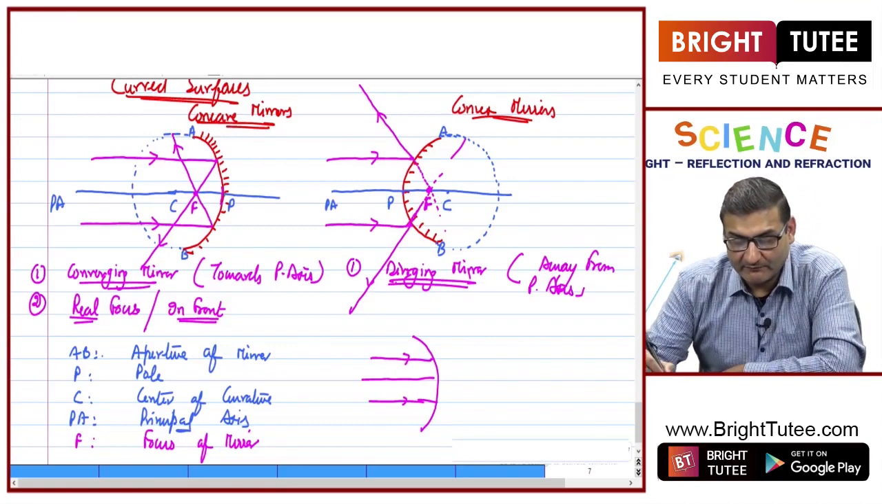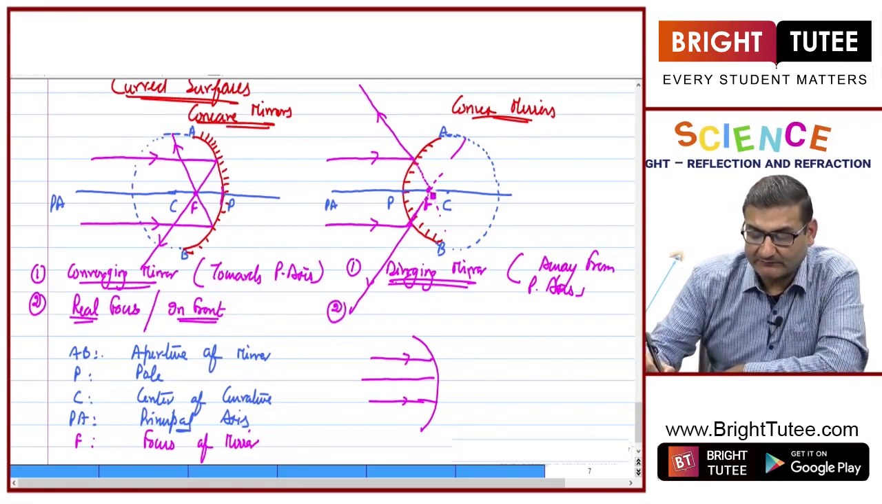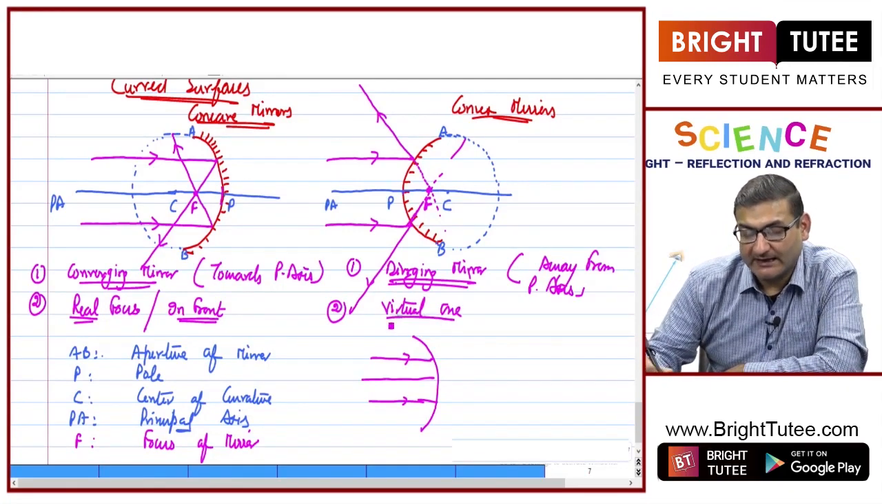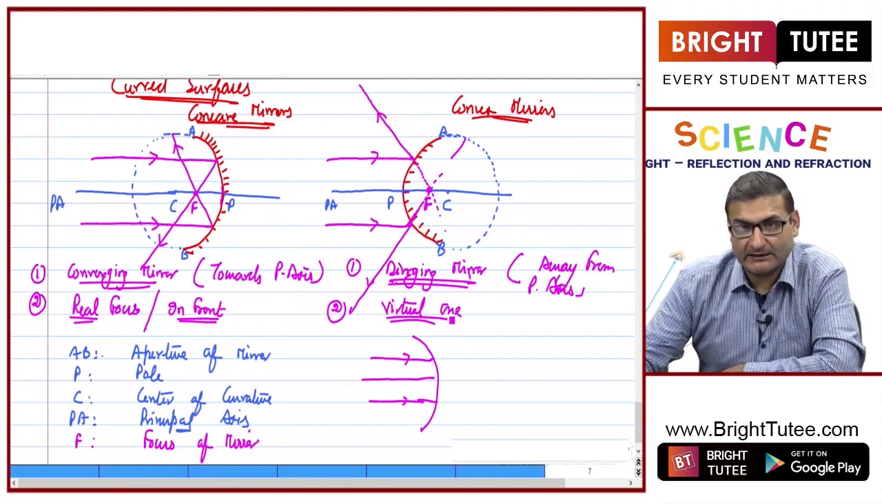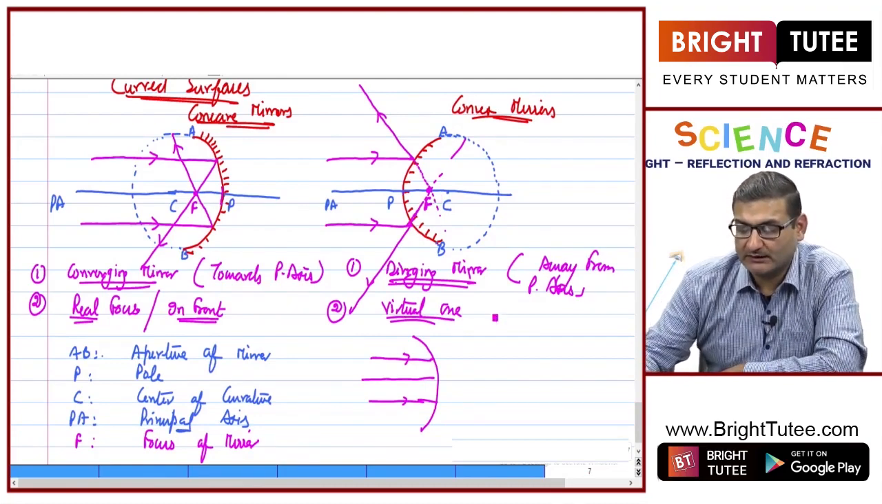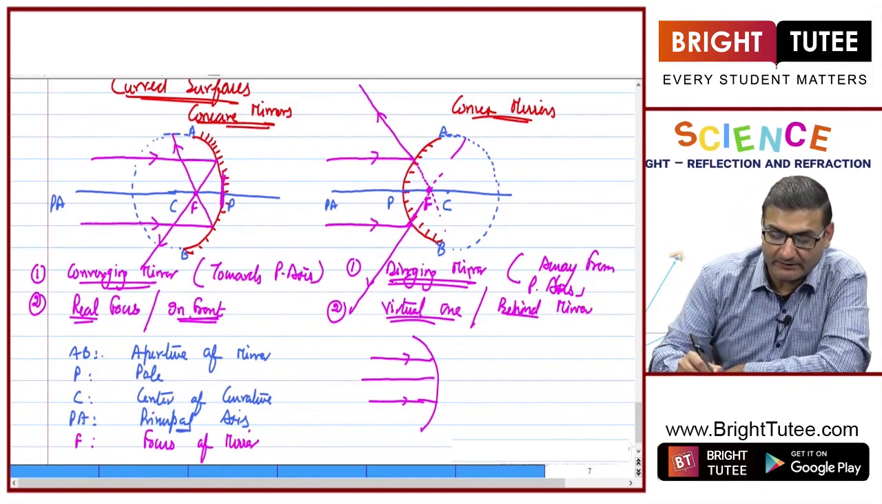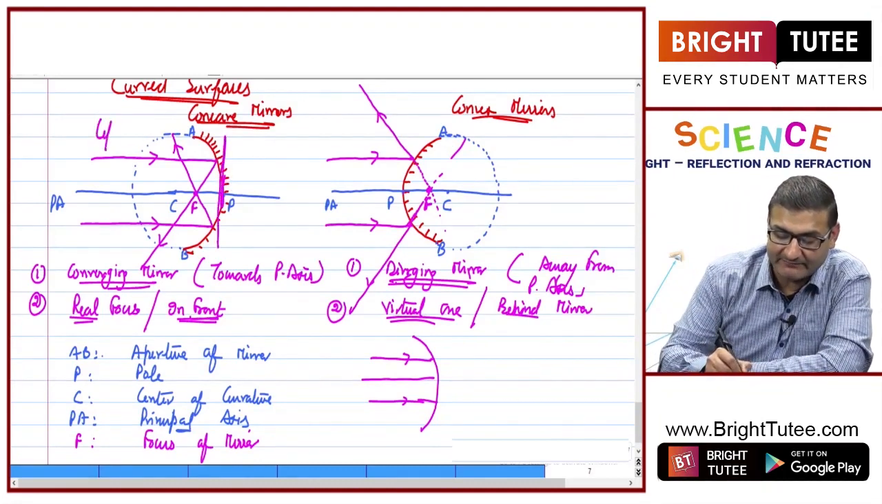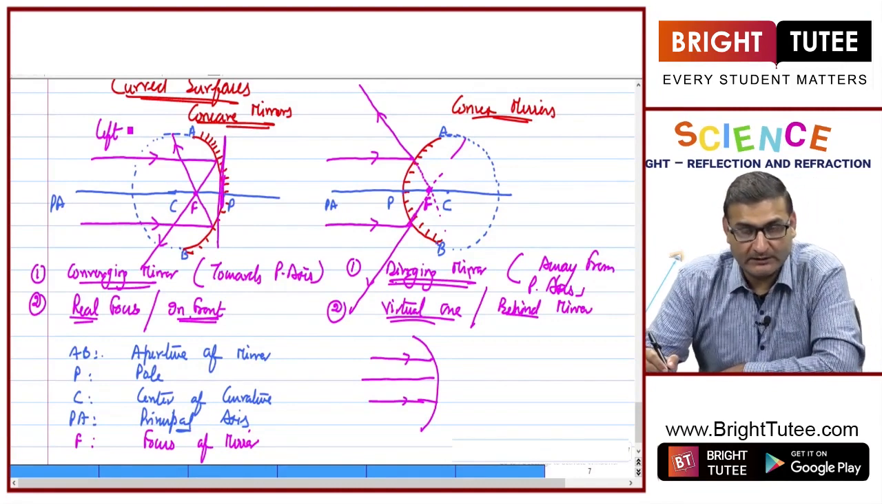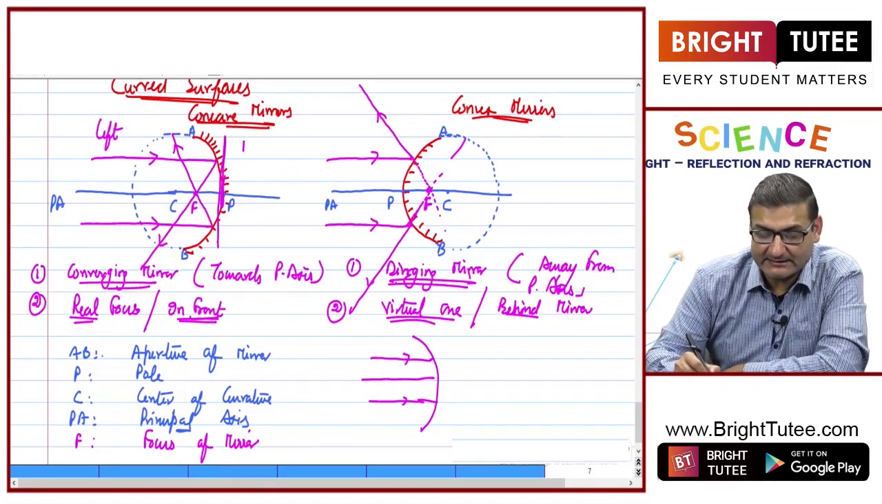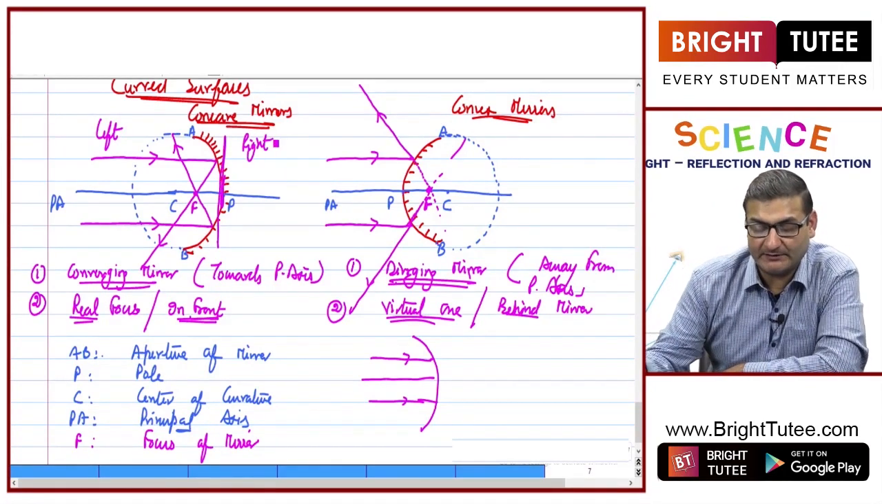Clear? When we talk about the convex mirror, we see, number one, that the focus is a virtual one. The light rays are not actually meeting each other but are appearing to meet. So it is a virtual focus, and this is formed behind the mirror. Behind the mirror and front of the mirror, we can also say that from the pole, this left side from the pole is known as front of the mirror, and the right side of the pole is known as behind the mirror.